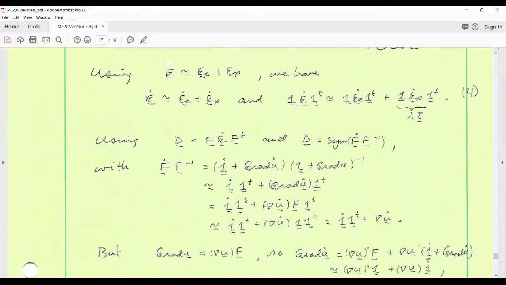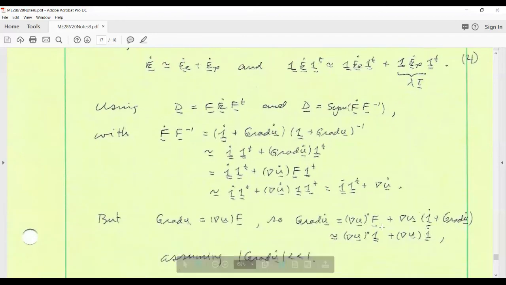Referential grad U dot is exactly spatial grad U dot times F. Approximate F by the shifter, and you get this. Shifter transpose is the spatial identity. This is a spatial tensor. And we get this, approximately. If we take the symmetric part of this, we'll get rid of this strange term here, right? So D is approximately shifter times grad U dot shifter transpose.